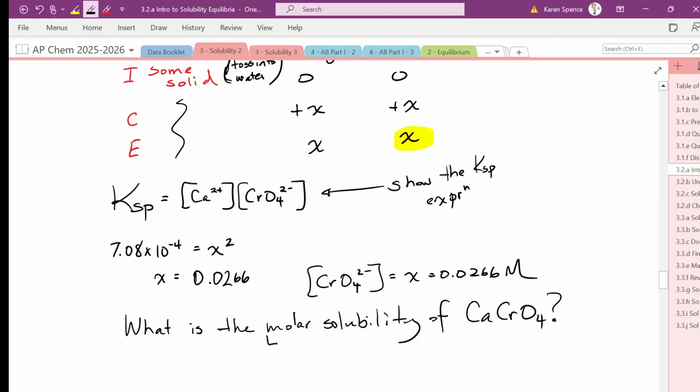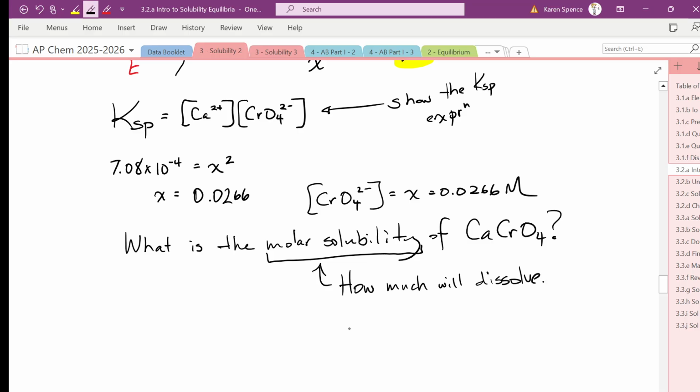And remember, molar solubility is how much will dissolve. In other words, molar solubility is the concentration of... chat with your neighbor about that. Oh yeah, that is a solid.